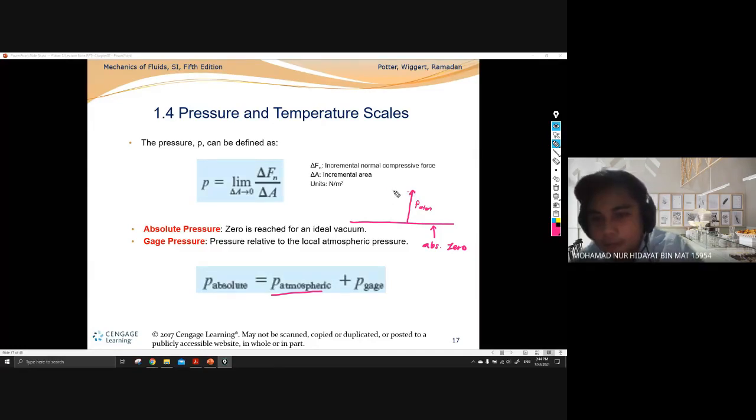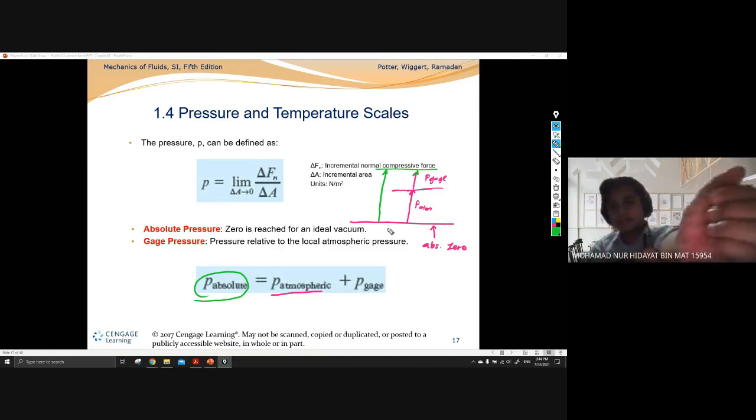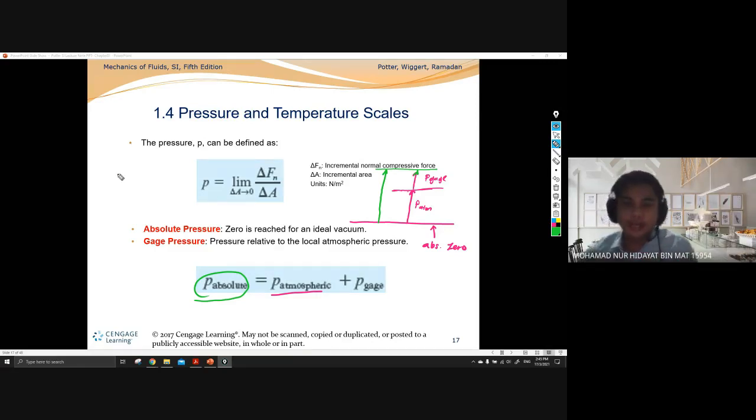Okay, this is the level of P atmospheric pressure. For the P gauge, we compare from here. So for example, this is P gauge. Alright, so the total between P atmospheric pressure and the P gauge, we call the absolute pressure, from here to here. Okay, so far everyone understands what is the absolute, atmospheric and the gauge? Yes, doctor.